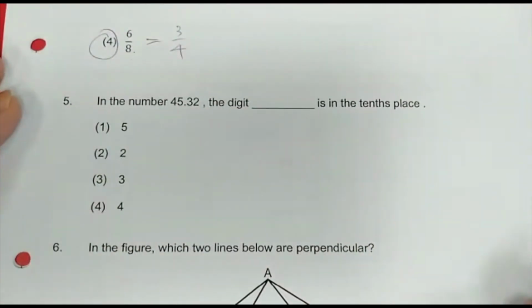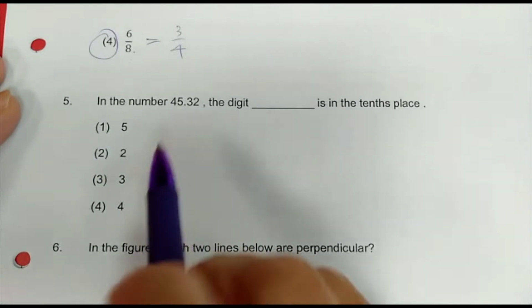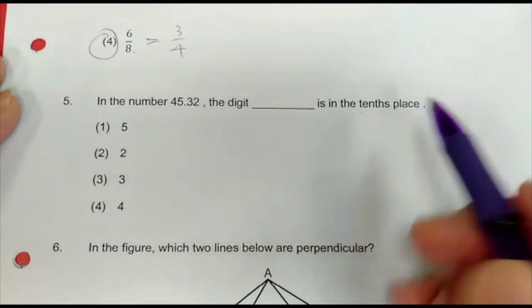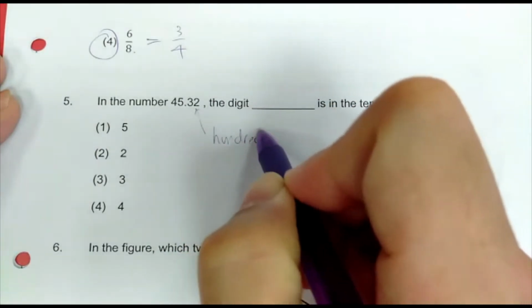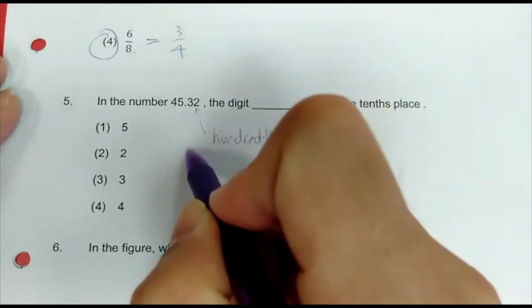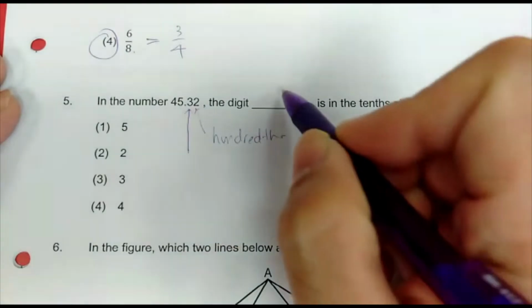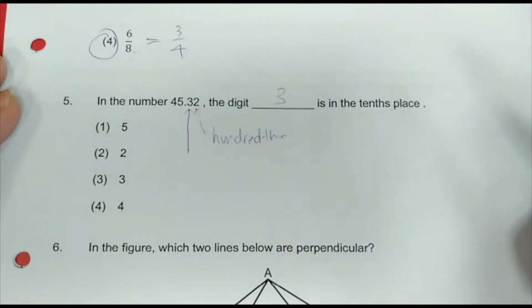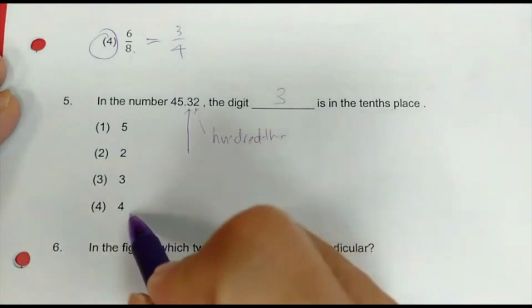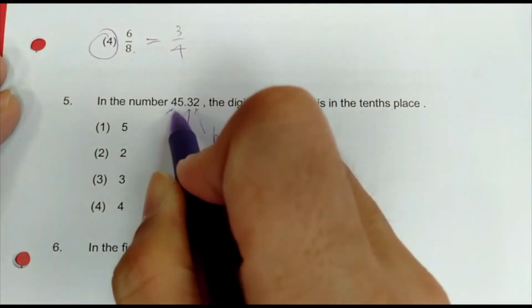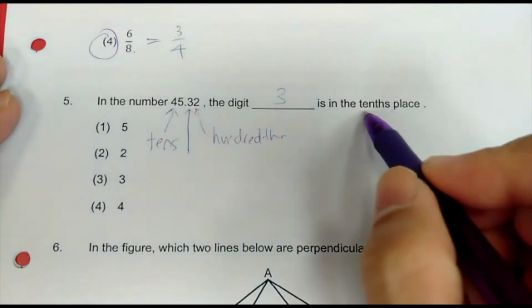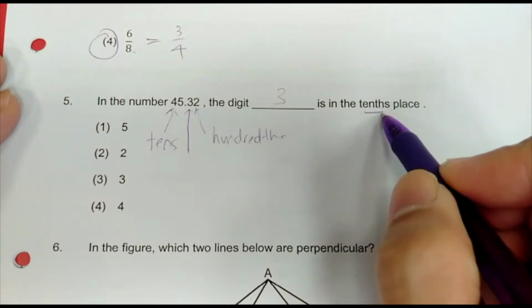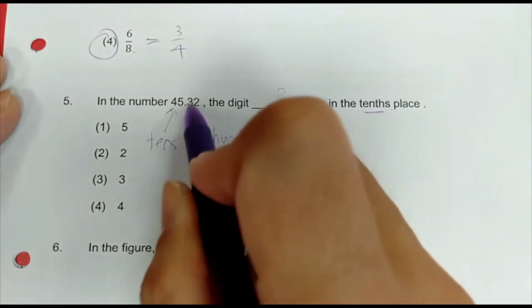Next one. In this number, which digit is in the tens place? Now, 2 is in the hundreds place. 3 is the answer. That's in the tens place. Now, those who make a mistake, you might have chosen 4. But 4 is actually in the ones place. It's different from tenths place. Right, so the answer for this would be 3.